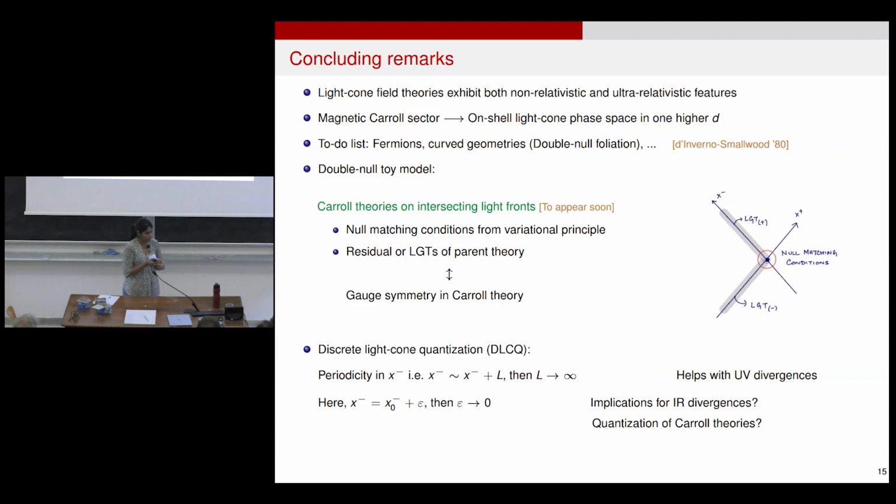We are restricting x minus to some x minus naught, x minus naught plus some epsilon, and then we take the epsilon to 0. So that maybe this kind of Carrollian limit could be useful to understand IR divergences. And maybe what would be interesting to see as well is what kind of properties or nice features of light cone quantization actually survive when we go to the Carrollian theories. And yeah, that's all I wanted to say.